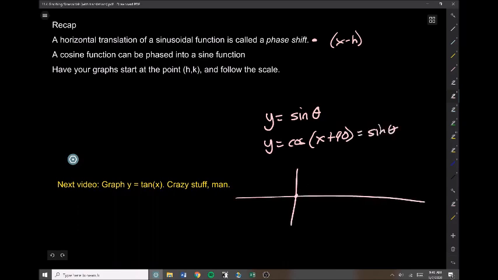Here's sine: middle, high, middle, low, middle, high, middle, low. If I take a cosine function, but I start at left 90, right 90.